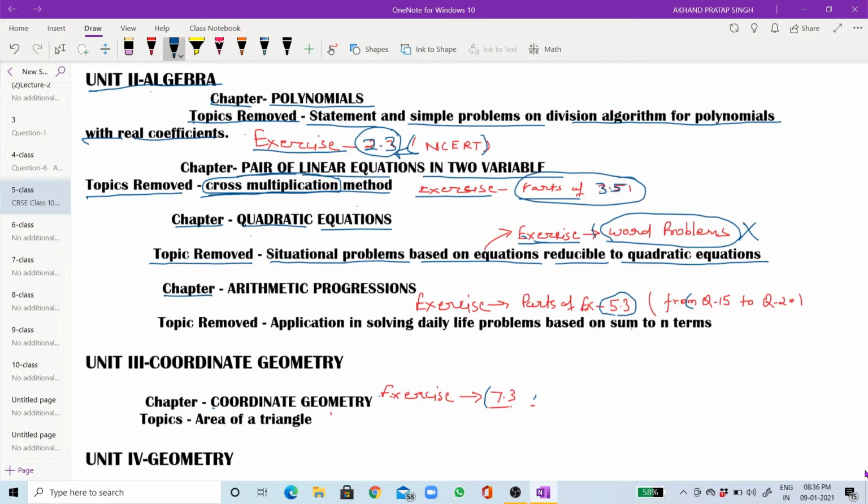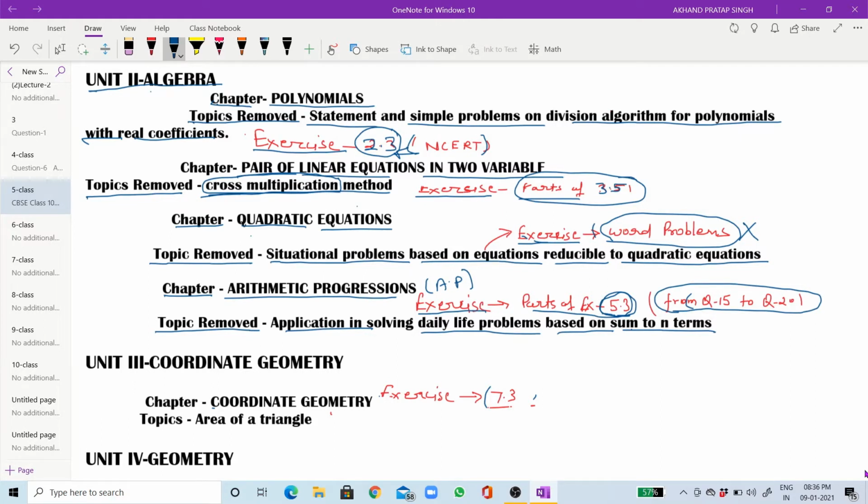And the next chapter, arithmetic progression. In arithmetic progression, the topic removed is application in solving daily life problems based on the sum of nth terms. And if you look at the exercise of NCERT, some part of exercise 5.3, and if you look at micro level, then question number 15 to question number 20 you do not need to solve because it's removed from your syllabus.